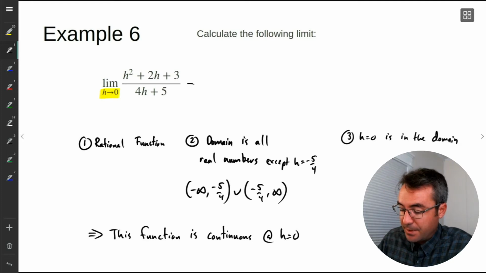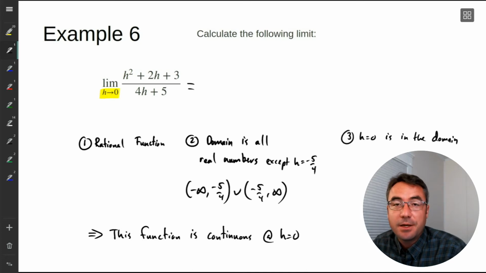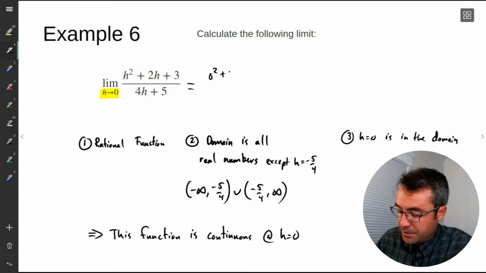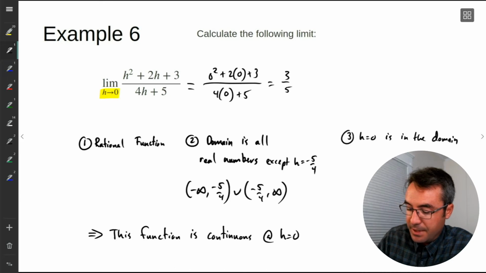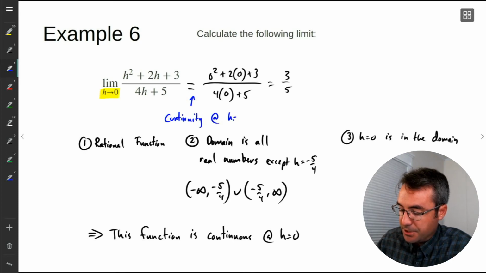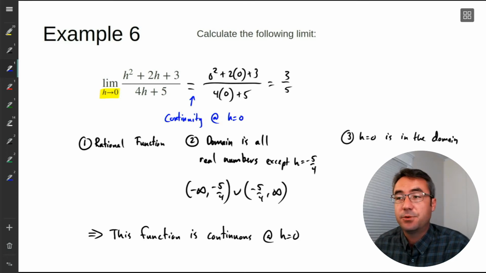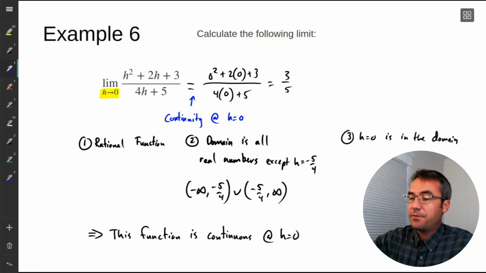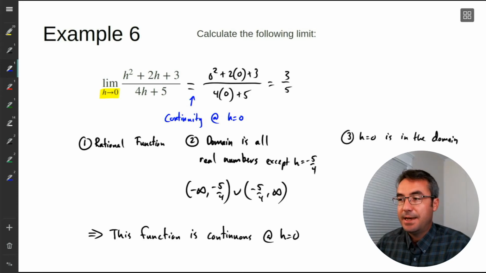So to actually calculate this limit, we just plug in h equals 0. So we get 0 squared plus 2 times 0 plus 3 over 4 times 0 plus 5, which ends up being 3/5. And again, the justification here is because we have continuity at h equals 0, so we can just plug in to evaluate the limit. If we know our function's continuous, it makes it not too bad to actually calculate these limits.